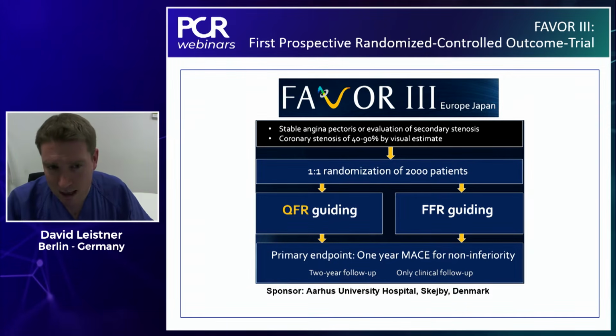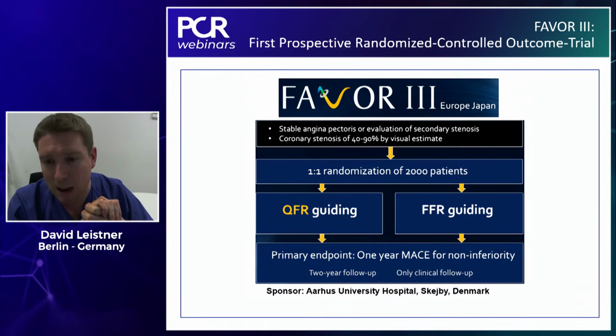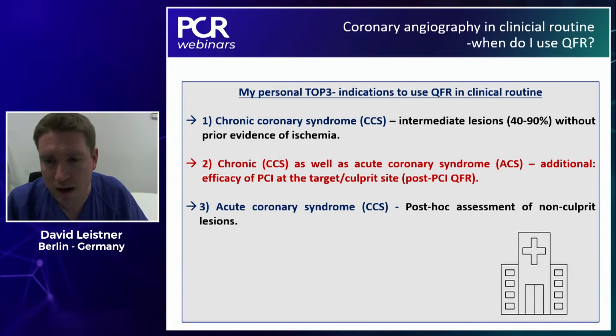One very important piece of scientific evidence is missing, especially an outcome trial. And so I'm very happy to tell you that the FAVOR-3 trial is actually recruiting, which is done in Europe as well as in Japan. What they investigate is exactly an outcome trial. They compare in a 1-to-1 randomization 2,000 patients to QFR as compared to FFR, with a primary endpoint being MACE, so a clinical endpoint, which should be non-inferior for the QFR as compared to FFR.